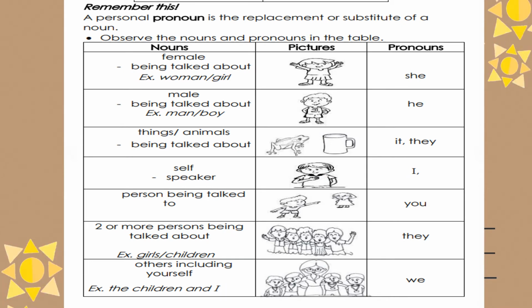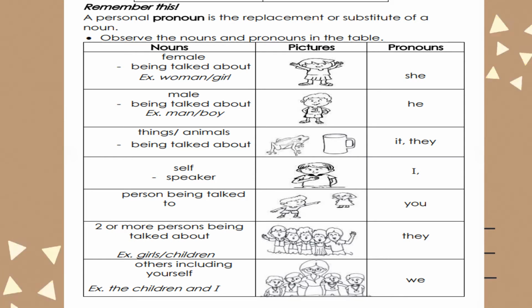Remember this? A personal pronoun is the replacement or substitute of a noun. Let's observe the nouns and pronouns in the table. Nouns which are female or being talked about, example, woman or girl, the pronoun for that is she. For male, being talked about, example, man or boy, the pronoun is he.